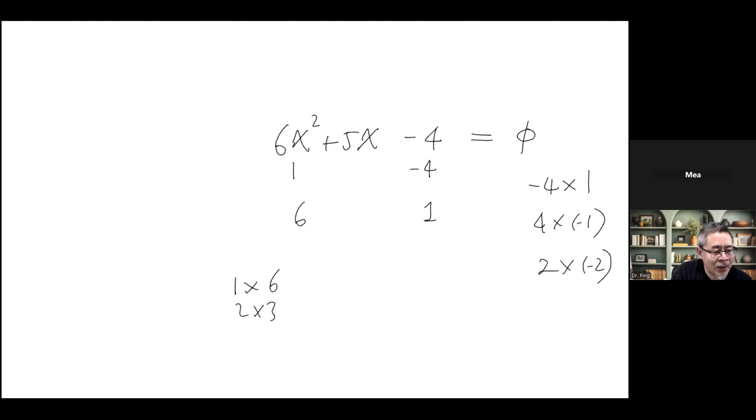Okay, and then let's try -1 and 4. And that doesn't work either. 1 times 4 is 4, 6 times -1 is -6, add together, -2. So it's not 5. So it doesn't work. And then, can we try 2 and -2? We can do 2 times -2, that gives us -2, and 6 times 2 gives us 12. Add together, 10, doesn't work.